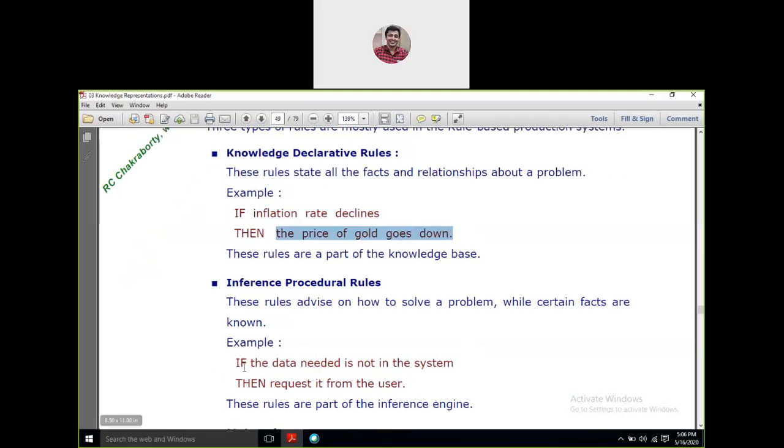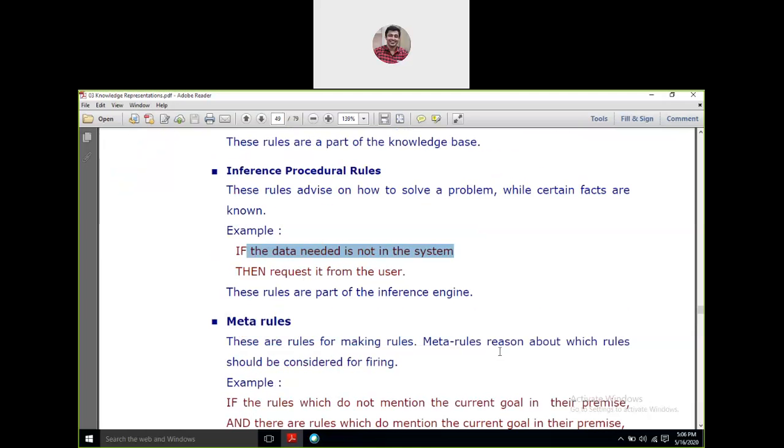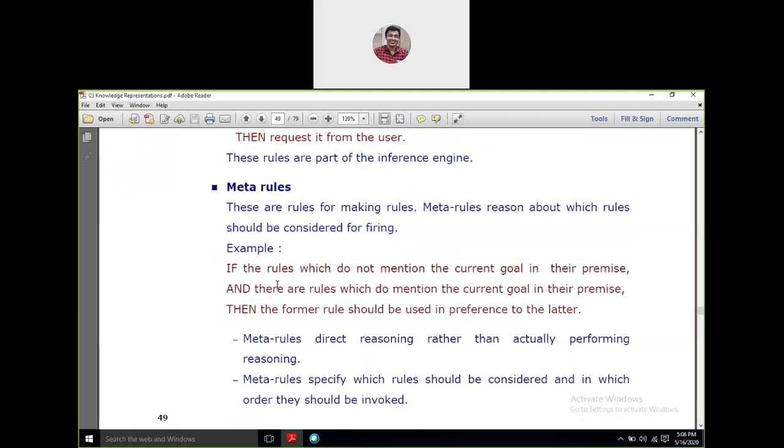But in this case, I may not be having the data that has been clearly provided to me, and I can request it from the user, or I can deduce it even further, right? To solve these kind of problems. Whenever we talk about the meta rules, the third one, we talk about rules within rules, or making out rules from the previously given or provided rules. So meta rules reason about which rules should we consider for firing.